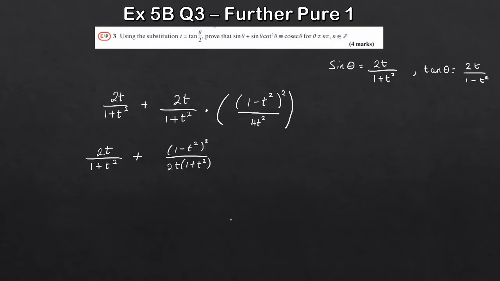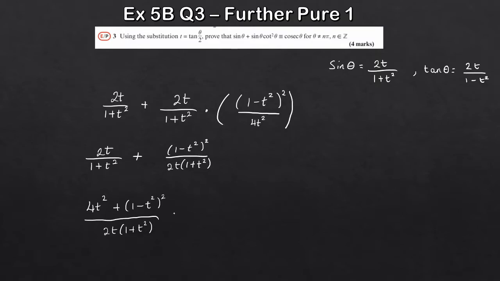At this stage we want to start simplifying. One nice way to do it would be to get it over a common denominator. To get a common denominator, I just need to times this left-hand fraction by 2t. Timesing that by 2t, we get 2t times 2t in the numerator, so I get 4t squared. We just add on this expression here, and then we divide it all by the same thing here, like so.